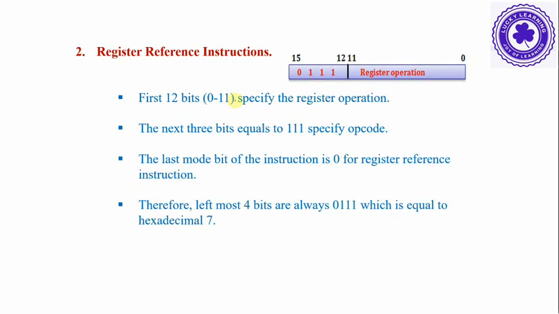Register reference instructions: in that, the first 12 bits, 0 to 11, specify the register operation. The next 3 bits of opcode are always 111, which we can call decimal 7, and the last mode bit, that is the I bit of the instruction, is 0 for the register reference instructions. Therefore, the leftmost 4 bits of the instruction are always 0111, which equals hexadecimal 7.